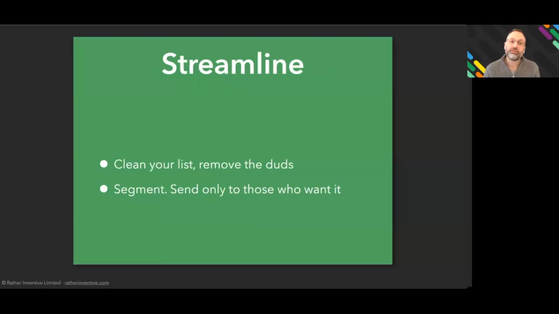Streamline your list. Certainly if you've bought it, sending to your list will help you streamline it. It will help remove the undeliverables, but try and remove the dud ones. Segment it. So if you're sending out a particular campaign on a certain product, then maybe not everyone on your list needs to know about that product. Maybe they already have that product, so you don't want to send that email again. So segment the list up, break them up into groups, so you send it only to the people who want it.